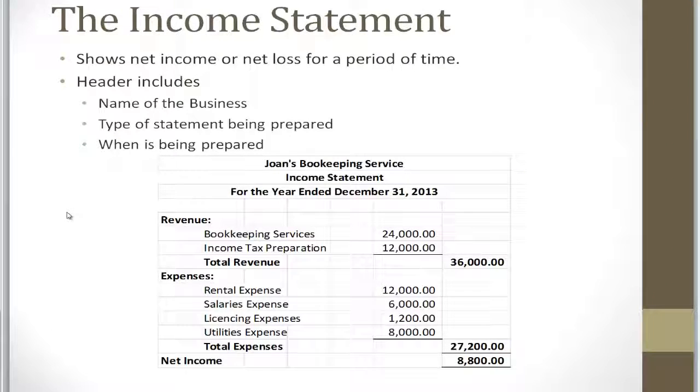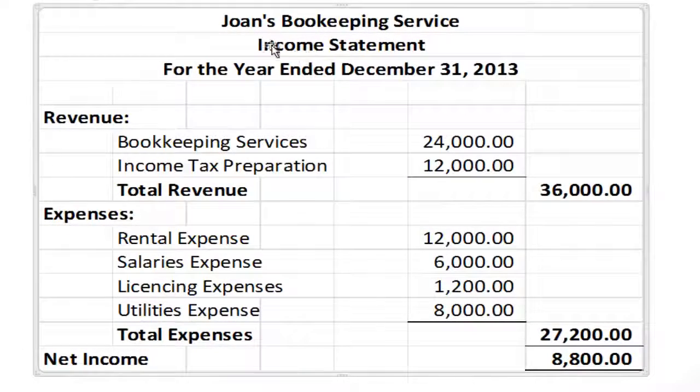The first thing that you will find on the income statement is the header. So you will find the name of the company or the business, the type of statement that is being prepared, and the accounting period for which this report is being prepared. For example, we have Joanne's bookkeeping business, and this is an income statement that describes the year ended December 31st, 2013. Keep in mind that the income statement shows revenue, how much money the business made, and expenses, how much money the business spent in order to make those revenues.